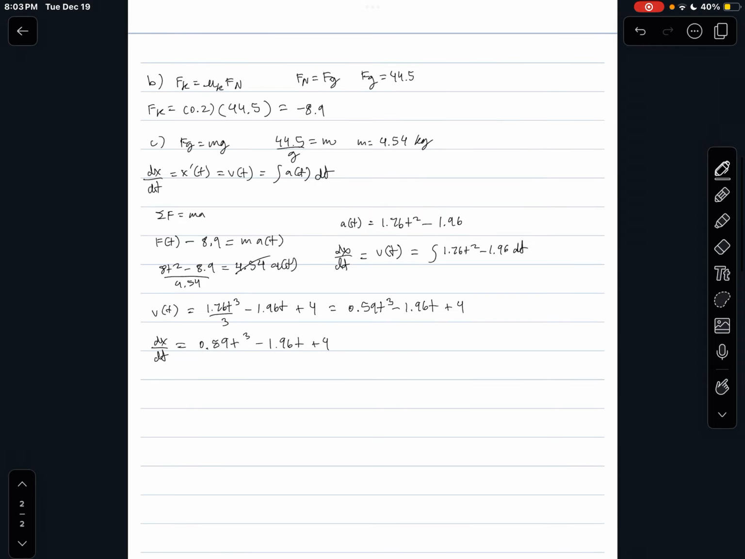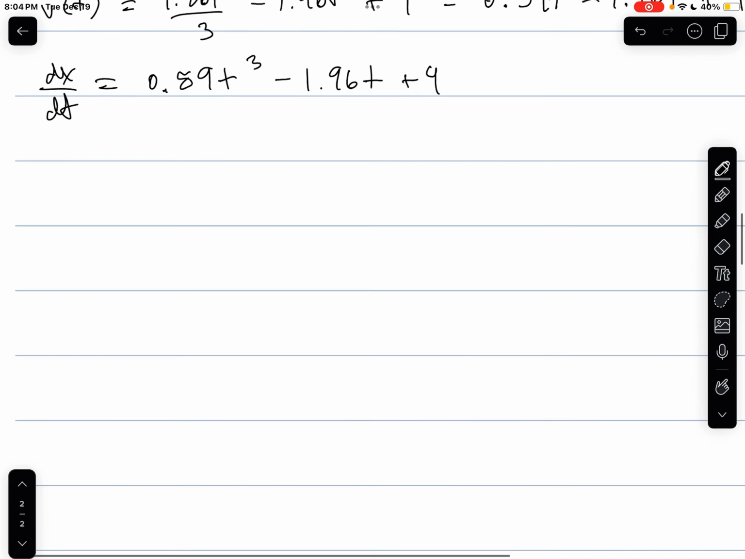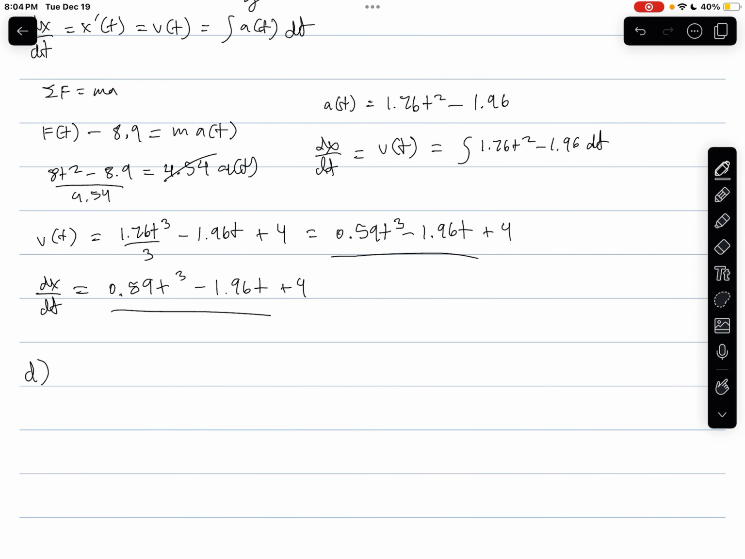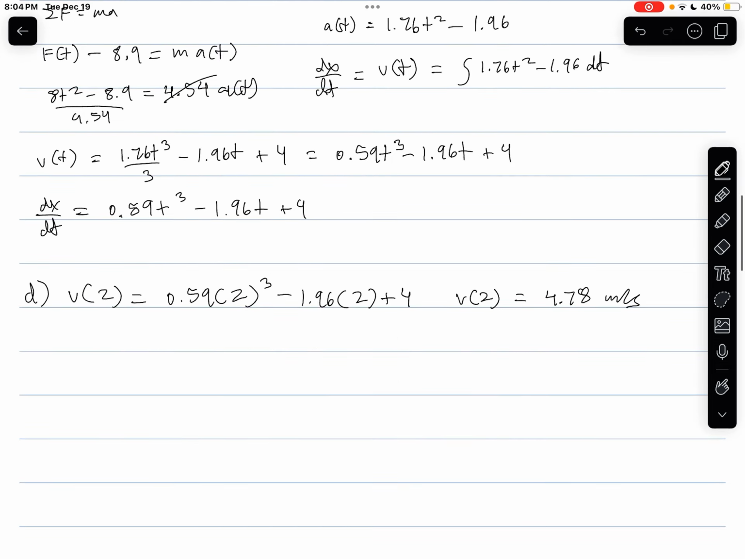Okay. Oh, why is that working? Okay. That was part B? No, that was part C. Now for part D, I'm going to just plug in what I got before for this formula right here, because dx/dt equals v of t. So the instantaneous velocity of the block at 2 seconds is going to be plugged into the formula. So then you should get the velocity at 2 seconds to be 4.78 meters per second.